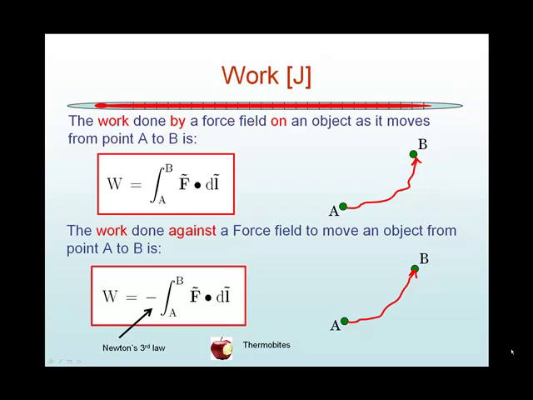Consider a force field. The work done by this force field on an object as it moves from point A to point B, as shown graphically, is equal to the integral from A to B of F dot dl. So this is a line integral, and it's the integral of the force acting along the path from A to B. This is the work done by the force on an object.